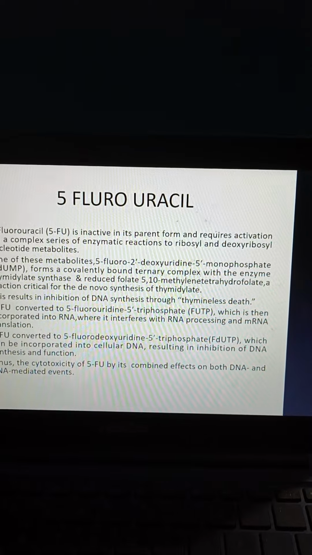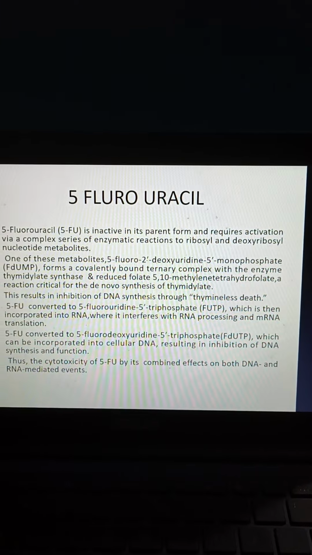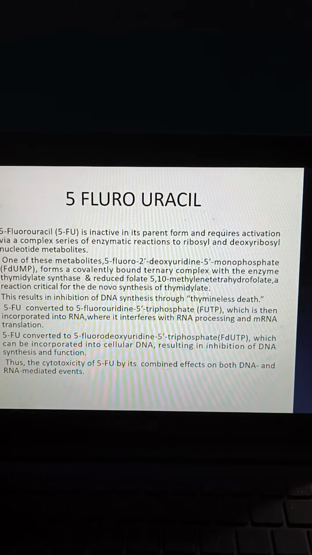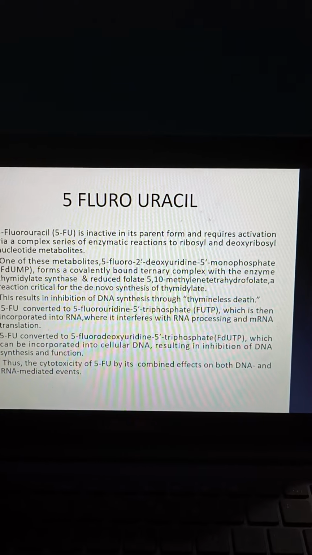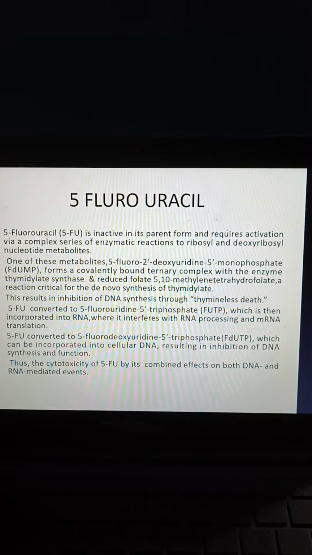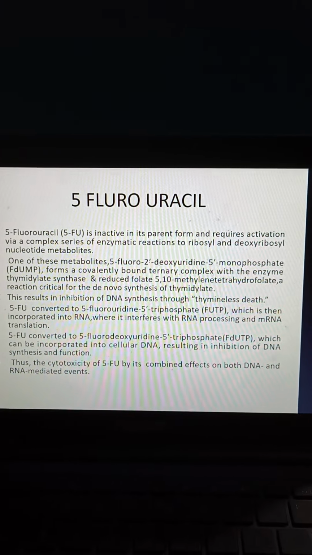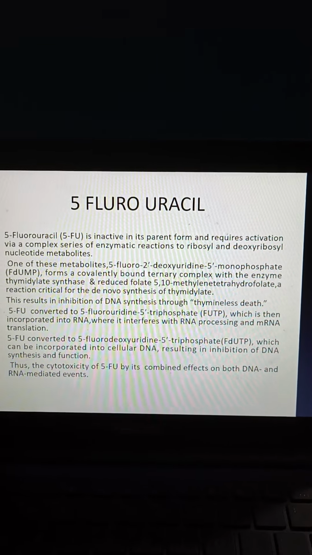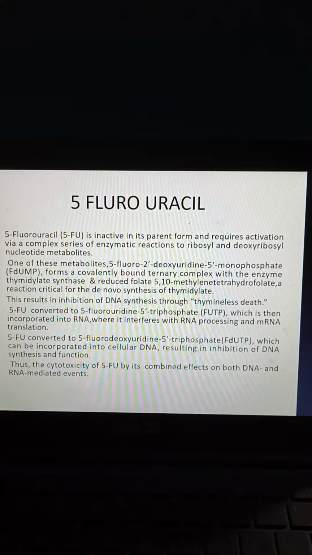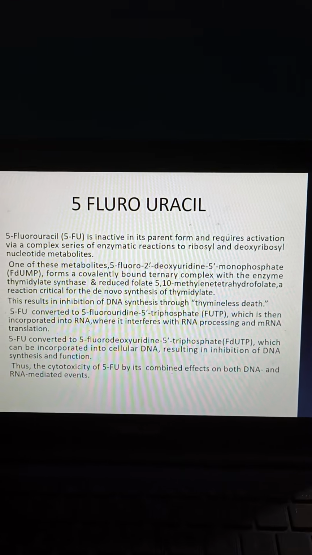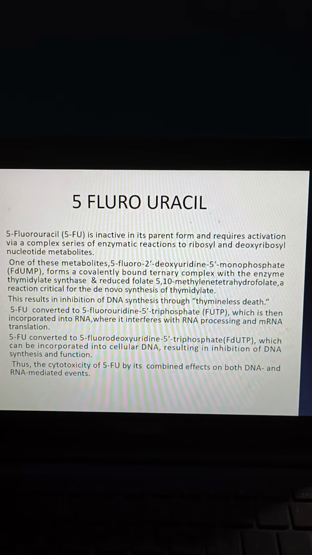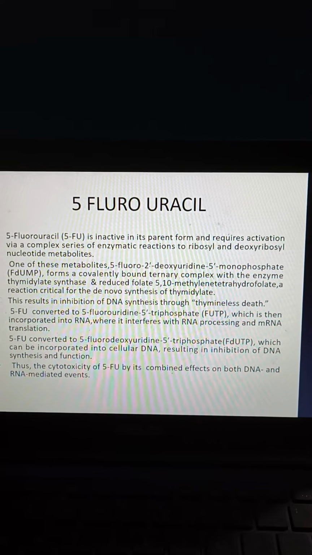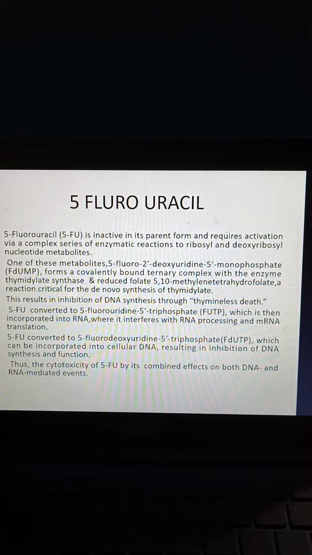5-fluorouracil is also converted to 5-fluorouridine 5-triphosphate, FUTP, which is then incorporated into RNA, where it interferes with RNA processing and mRNA translation. Then 5-fluorouracil is converted to 5-fluorodeoxyuridine 5-triphosphate, FdUTP, which can be incorporated into cellular DNA, resulting in inhibition of DNA synthesis and function. Thus, the cytotoxicity of 5-fluorouracil is mediated by its combined effects on both DNA and RNA events.